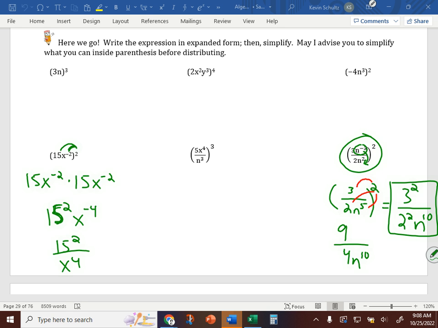Let's go to the last one in the first row, that negative 4n cubed, that being squared. Just because we have that negative sign out in front of that 4. Okay. In expanded form, what's being squared is negative 4n cubed. That negative sign is part of the base as well, right? Negative 4n cubed times negative 4n cubed.